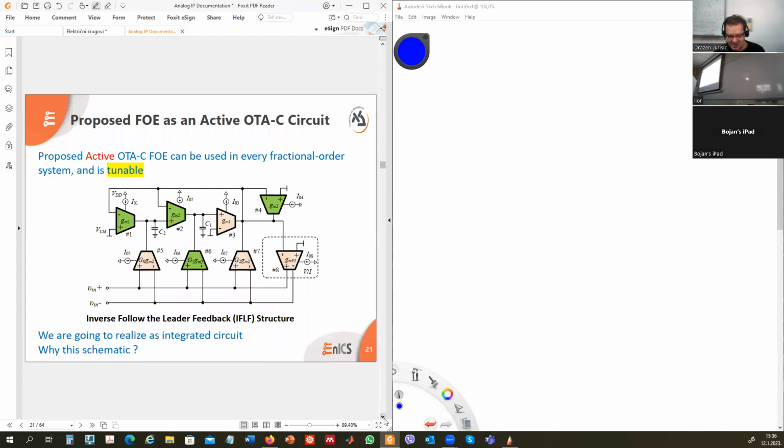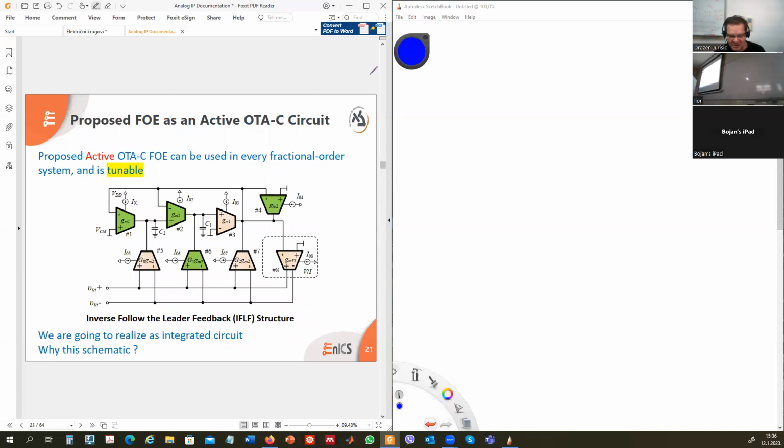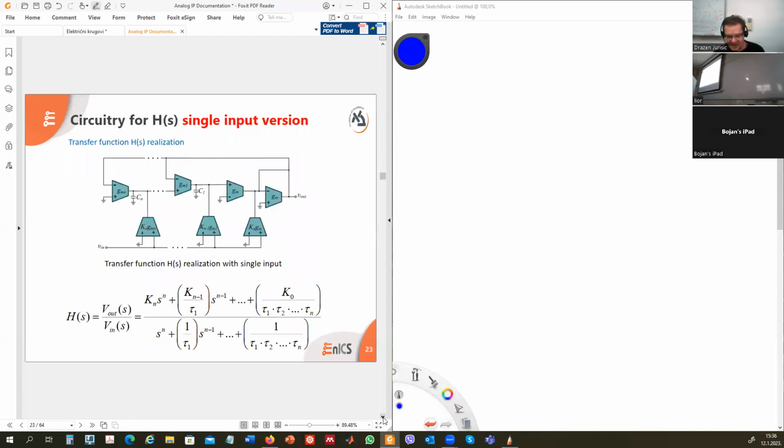Here are more applications. Here is the active OTA-C realization. This is my chip. I will finish soon. You will see the picture. So this is the fractional order element. It can be used to realize inductance or admittance. You have all the papers mentioned in the slides.